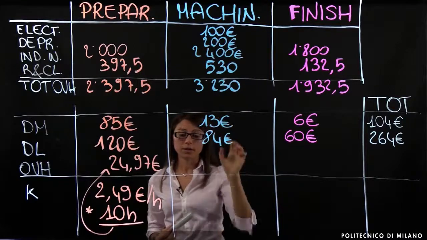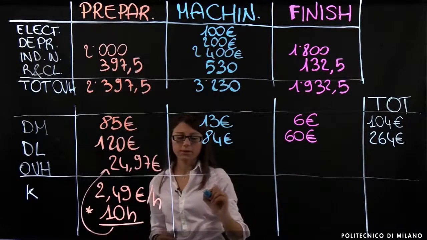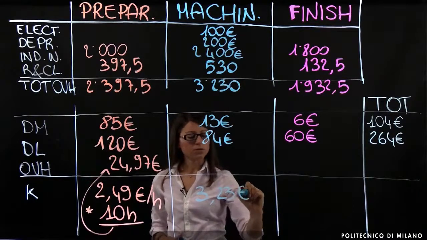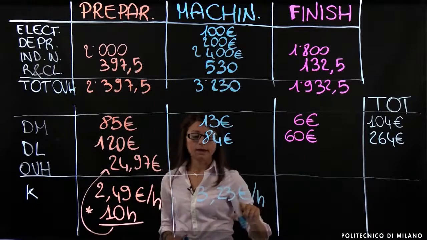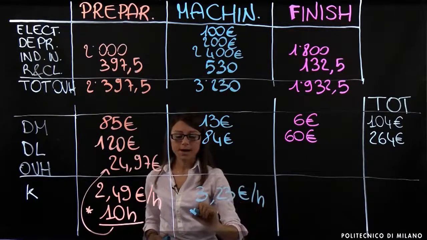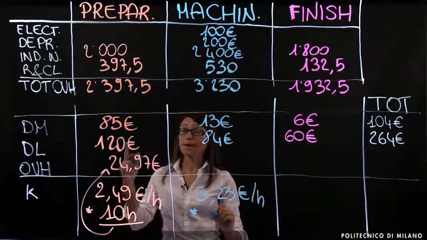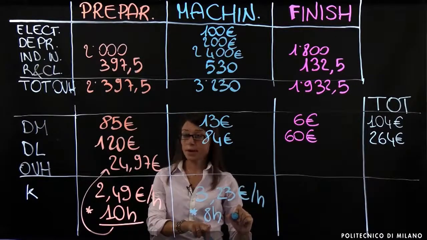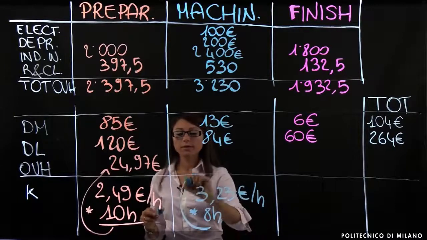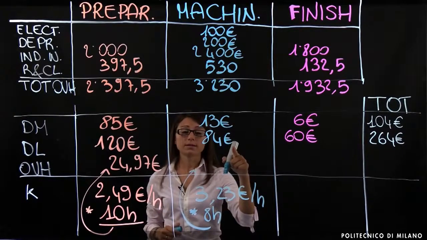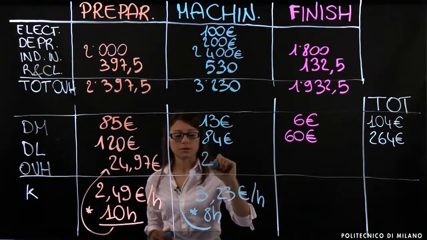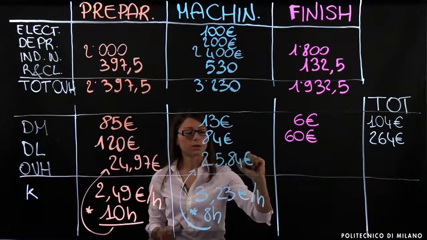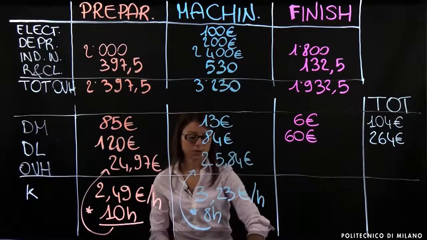So if we divide this value by 1000 hours, we can identify the value of K of 3.23 euros per hour. Again, if we multiply the value of K by the number of machine hours absorbed by our job, which is 8 hours, these are the machine hours absorbed by our job in the machining department, we identify the value of the overhead that is assigned within the machining department, that is 25.84 euros.